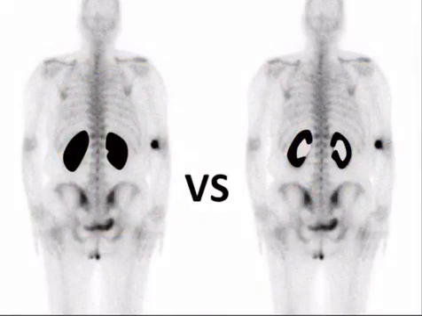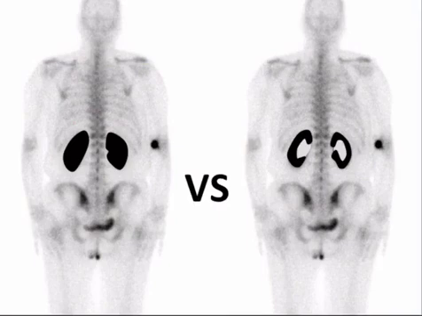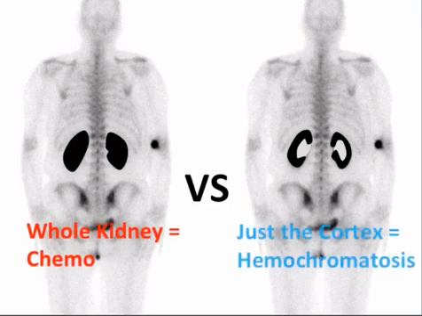Now we've got a comparative one. We've got a situation where the entire kidney is hot, contrasted to a situation where just the cortex is hot, so hot that the cortex, their internal control is the adjacent lumbar spine. So really hot renal stuff can be chemotherapy or obstruction. Just the cortex, you should think about hemochromatosis.